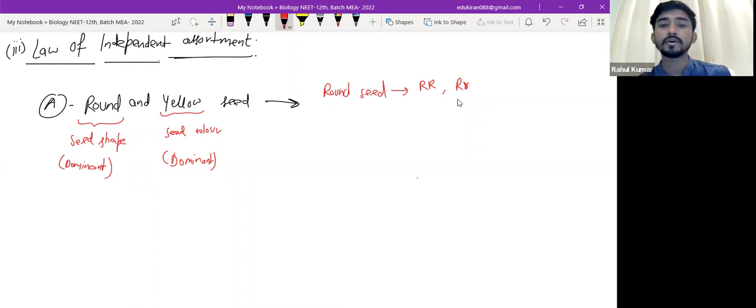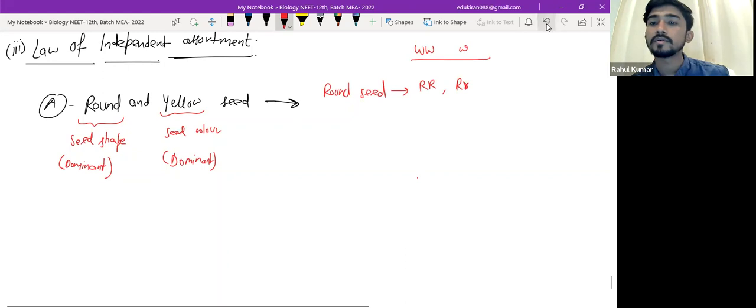Sometimes I have seen questions in entrances. NCERT talks about round in terms of R, but I've seen questions in entrances where these two will be denoted as capital W and small w. You know why? I discussed this in the last class.